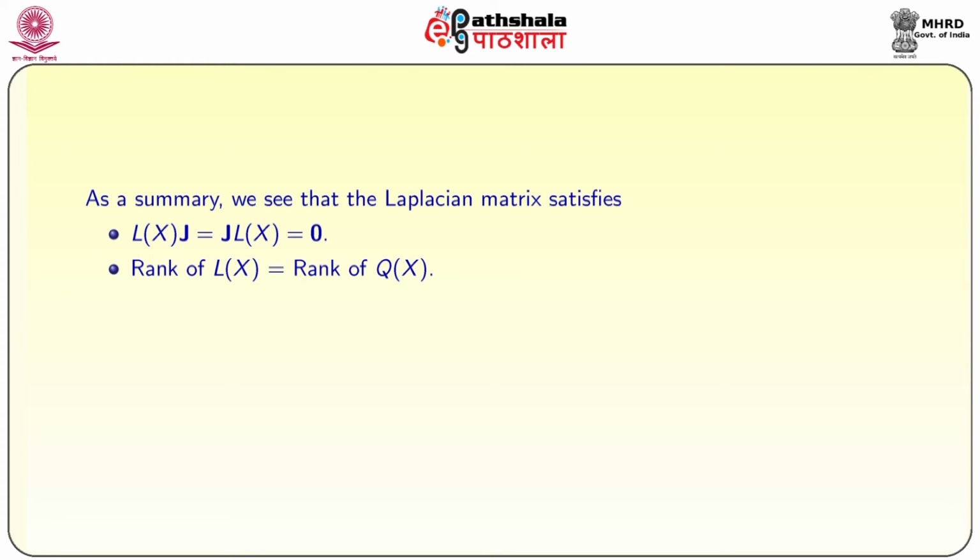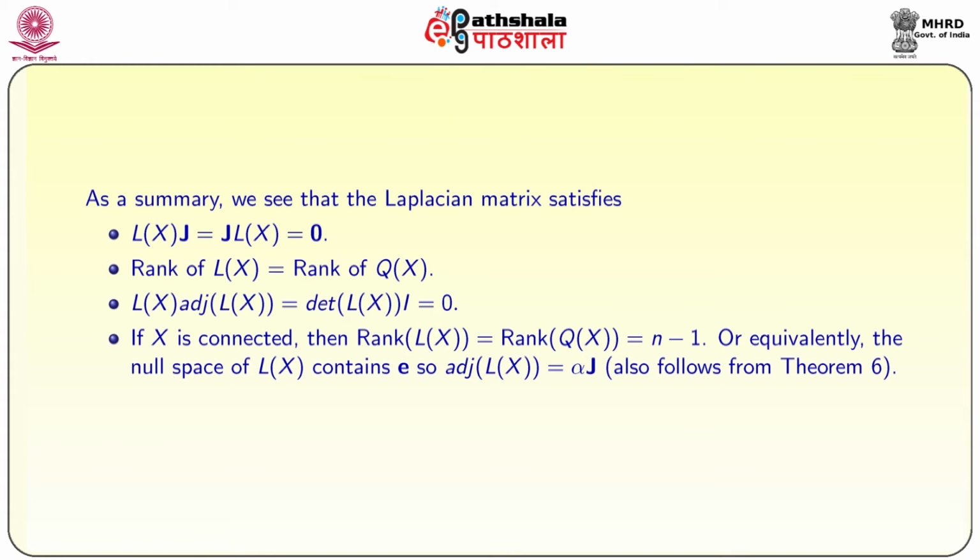It is because this comes from L(X) equal to Q(X) Q(X) transpose, and L(X) times adjoint of L(X) is equal to determinant of L(X) times I, which is equal to 0. This is because 0 is always an eigenvalue of L(X). So, the determinant of L(X) is always 0. So, if X is connected, then the rank of L(X) is equal to the rank of Q(X) equal to n minus 1, or equivalently the null space of L(X) contains the all-ones vector E. So, the adjoint of L(X) equals alpha J.